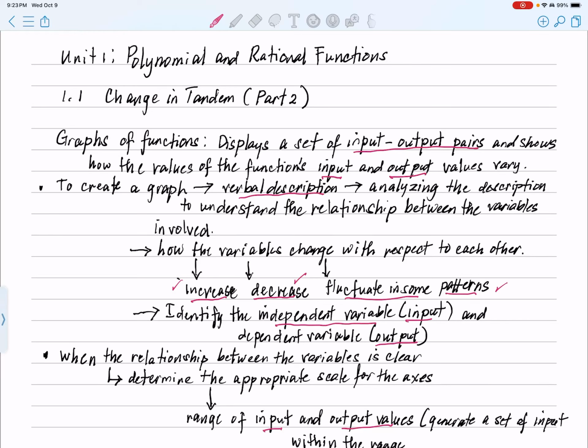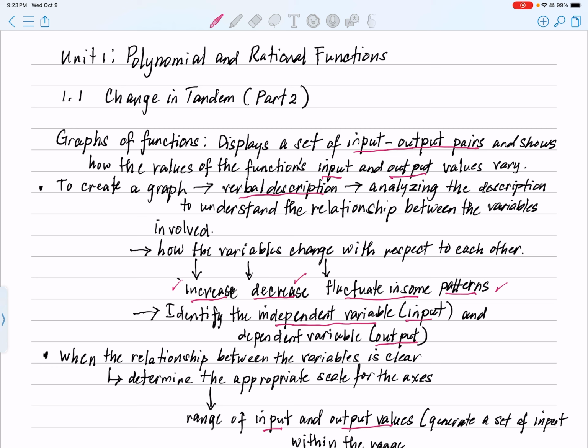Welcome to Matematika. Today we're going to talk about the features of functions, that is part 2. And it's still under unit 1, that is polynomial and rational functions.